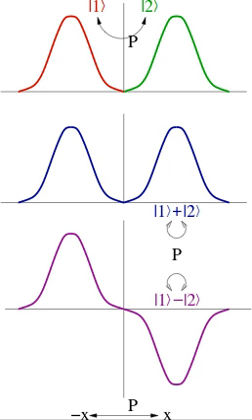If |φ⟩ and |ψ⟩ have the same parity, then ⟨φ|x̂|ψ⟩ = 0, where x̂ is the position operator.